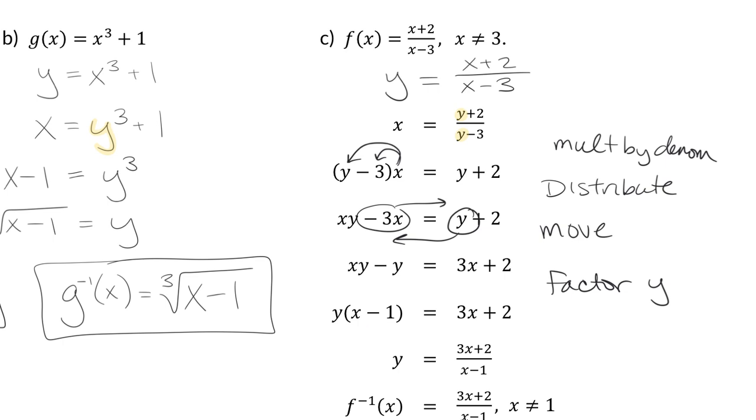Okay. Now, how many y's are left in this equation? 1. Hooray! We've got 1 y left, which means we can isolate that 1 y. How did we do that to go from here to here? How did I get this y by itself? Divide by that stuff in parentheses. Now, when you do this division, 98% of the time, you won't actually have to do dividing. You're just going to stick it down there in the denominator. Once y is isolated, you're done. All you have to do after that is make it fancy and make it f inverse.